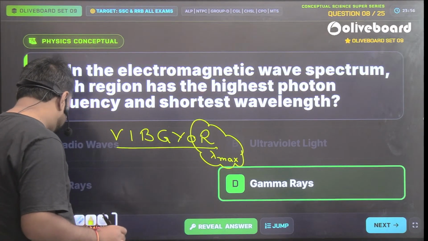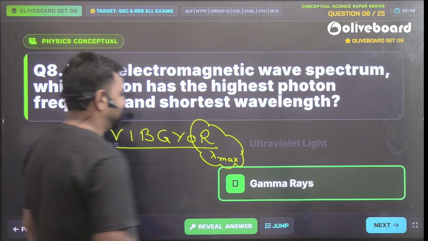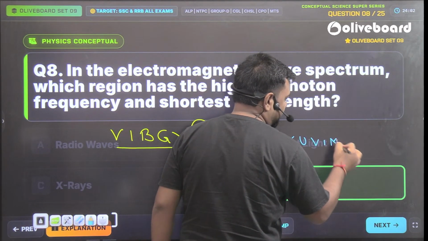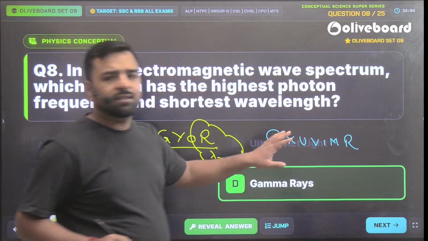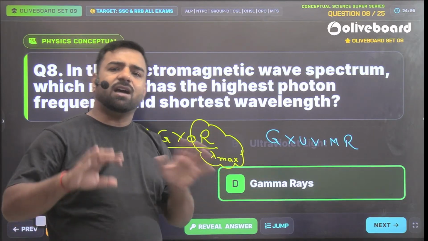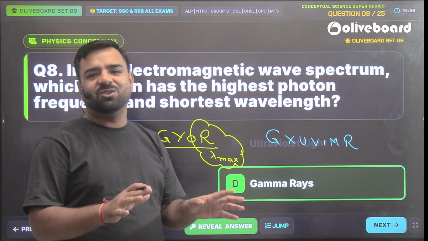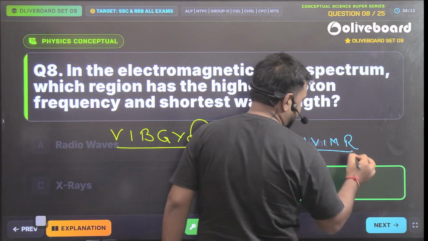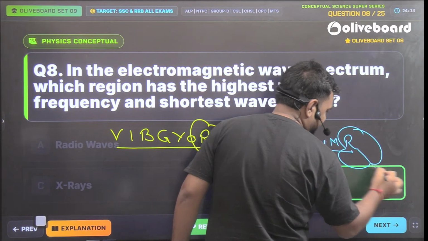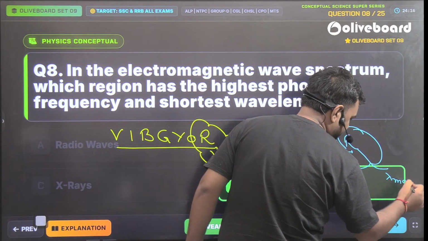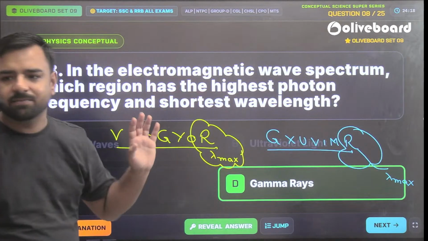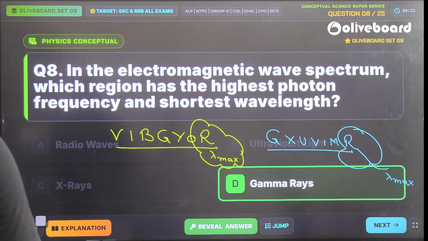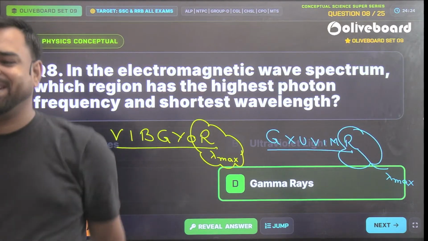Now, according to my trick, again I'll write GXUVIMR, right? Guys, this time it's not the red color, but R stands for red also and for radio also. So with the same trick, just remember this. Everything will be sorted. So again, R has the highest. Yes, that was the trick.